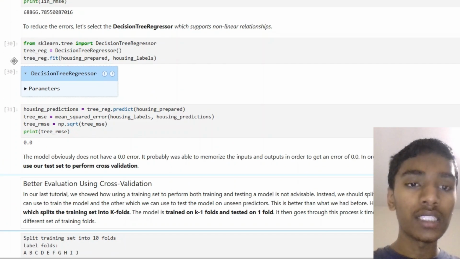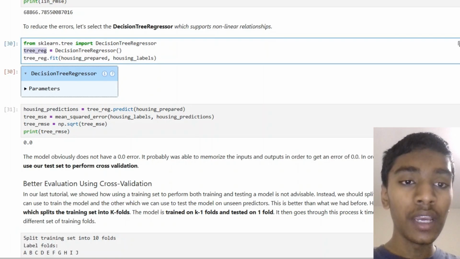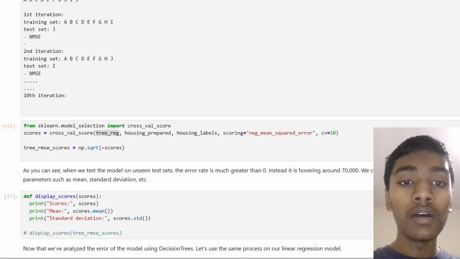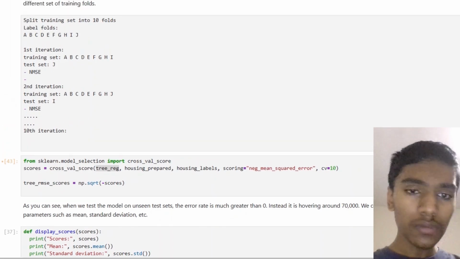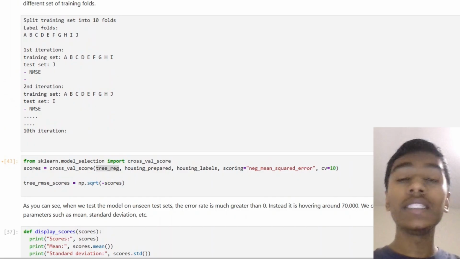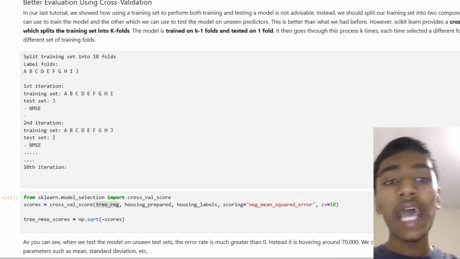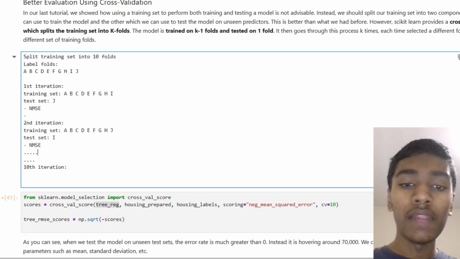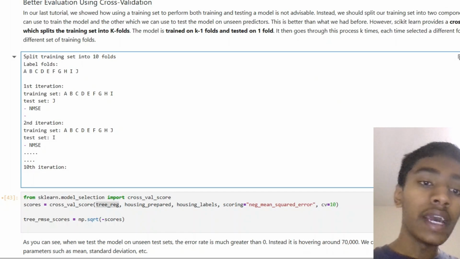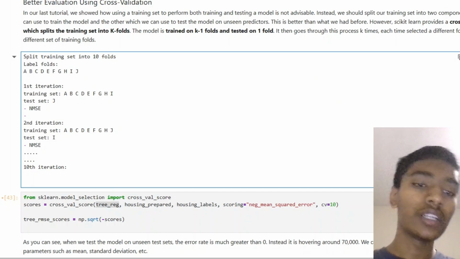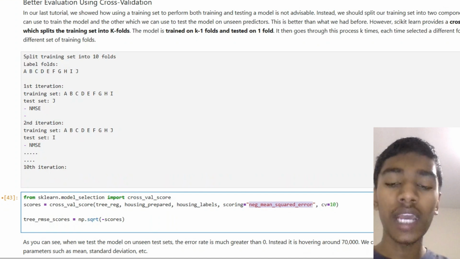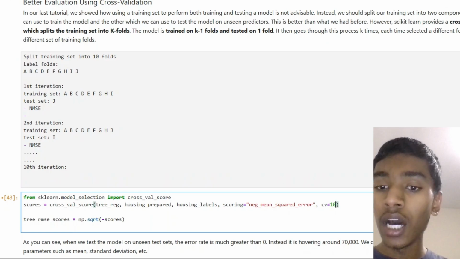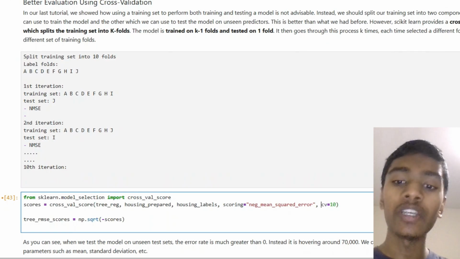In this case, our decision tree regressor. This is the model that we have right over here, and we are asking the cross validation score class to basically test the model on different inputs and outputs, and to go through the process that we described over here by splitting the prepared data and the housing labels into 10 folds, and then training and going through each of the iterations, calculating the negative mean squared error. That was our scoring system, right? And we're going to do that 10 times. This is the reason why, because we're going to set the CV parameter equal to 10.